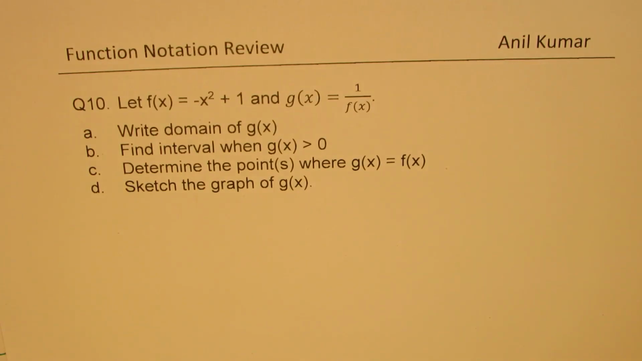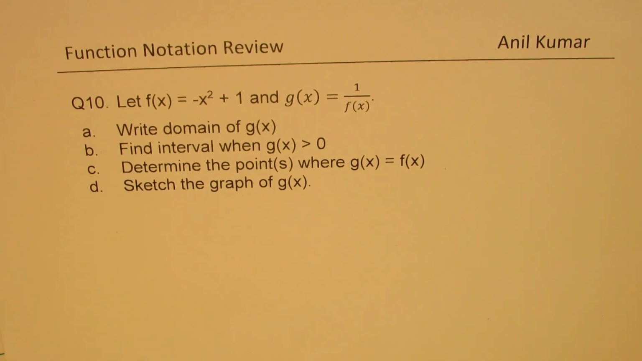And question number 10 is, let f of x equals minus x squared plus 1 and g of x equals 1 over f of x. Write the domain of g of x, find the interval when g of x is greater than 0, determine the points where g of x equals f of x, and sketch the graph of the function g of x. So I hope you find these questions interesting and useful. We'll actually begin our discussion on function notation now.